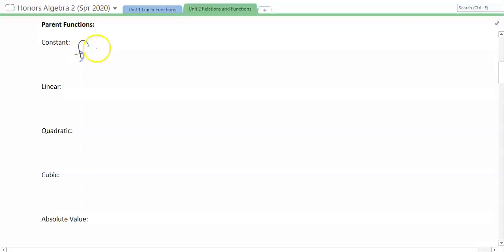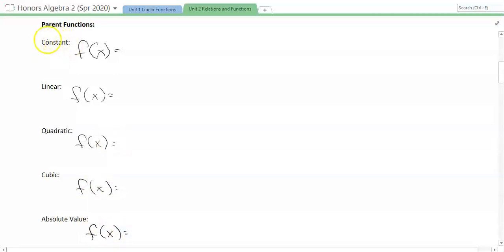When we talk about the parent functions, we're talking about f of x is equal to some type of really simplistic function. All these will be in the form f of x. Now, of course, f of x, remember, just means y, right? And so the constant function, what is the most simple constant function we can think of? That is f of x is equal to 0. Remember that a constant function is just a horizontal line across the coordinate plane. And so that would be right here going along the x-axis.